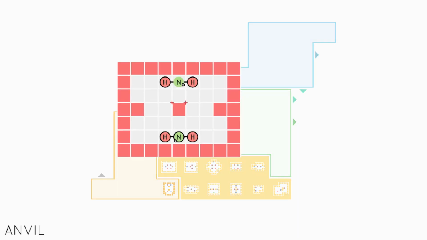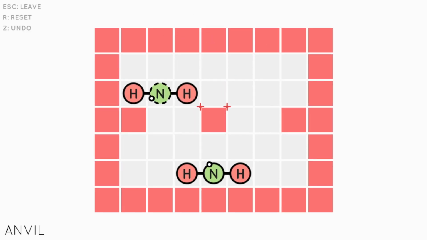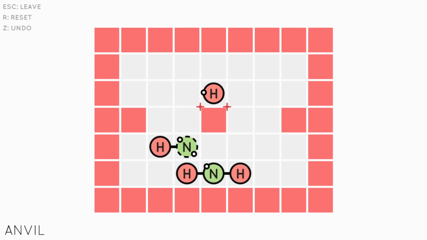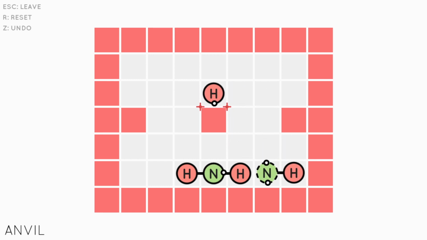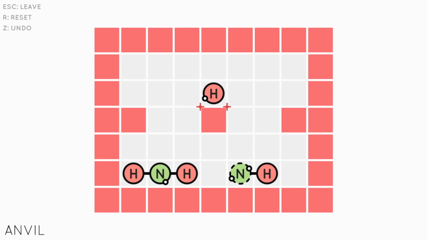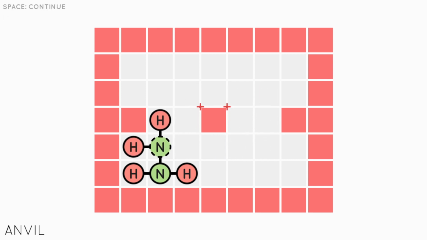Hanoi, Anvil. Let's go Anvil first. Right, so we need to bond... well, it looks like all we need to do is to bond the two nitrogens together. But of course, we'll get stuck in the process. So I think I probably have to move this over, or something. Then do that. Oh, that looks good. And then come back, bond up, and then go in here.